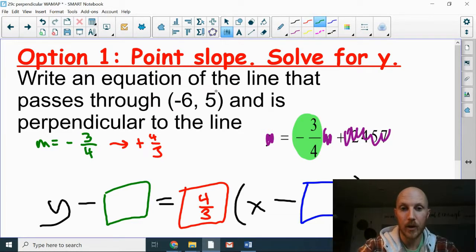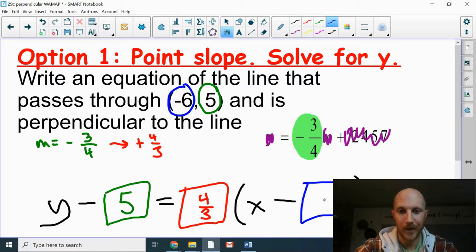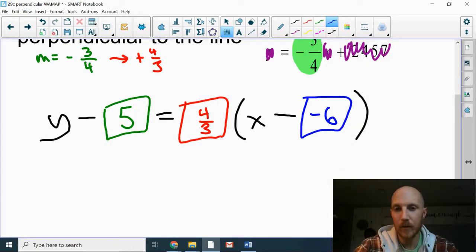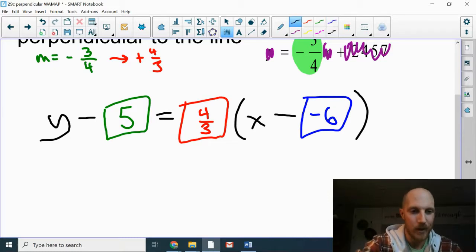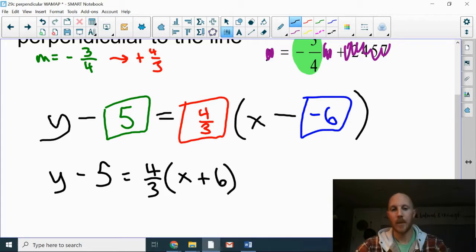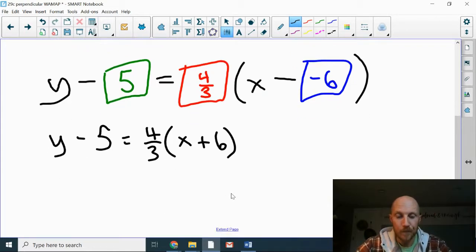I'm going to start at the beginning of the equation. So 5 is the y coordinate from that point. That's going to go into this green y box. -6, that's my x coordinate, and so that's going to go into this blue x box. Now I'm going to clean this up. I got a double negative inside the parentheses there, x minus -6. I don't want to keep that. So let's go y minus 5 equals 4/3 times parentheses x plus 6. Okay, so we have an equation in point-slope form.